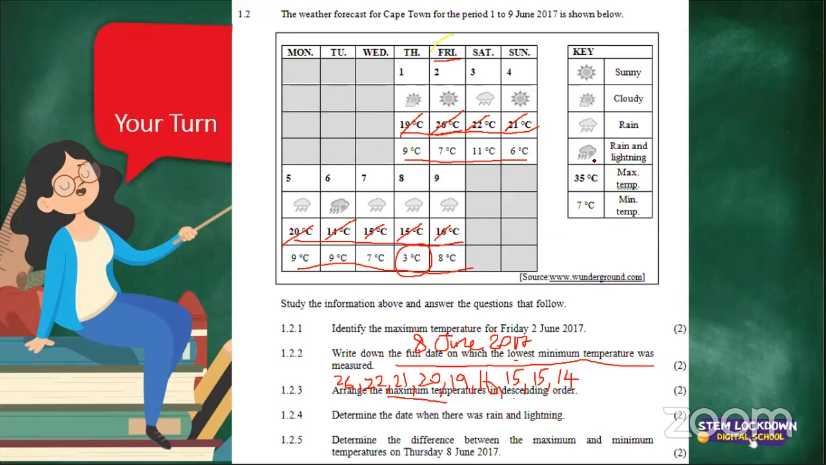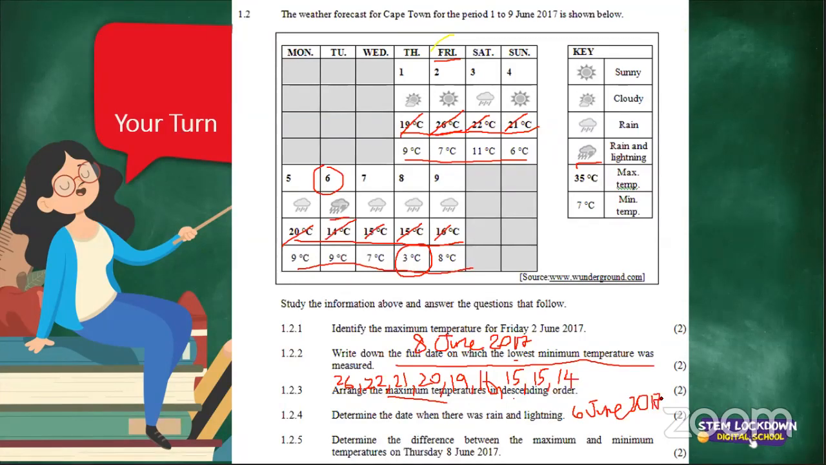So you need to get the key. There's rain and lightning. According to what I see here, it is the same, rain and lightning. So it was on the 6th. The correct answer is the 6th of June, 2017. Okay, well done, excellent work.